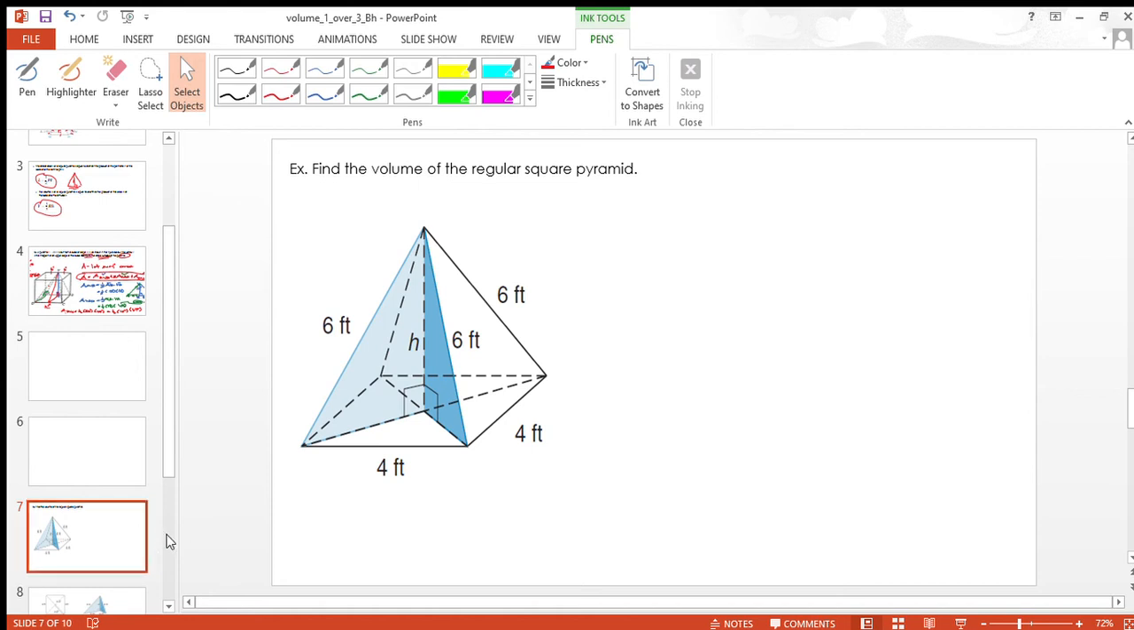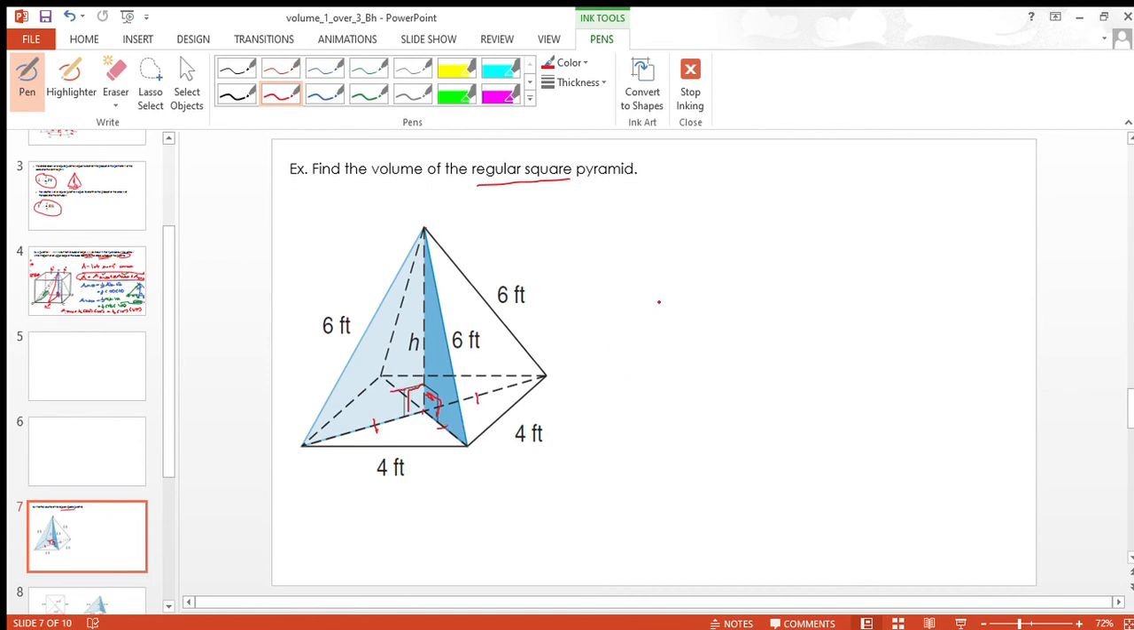Find the volume of the regular square pyramid. We are looking at a regular square pyramid, which means our base is a square. So we have 4 feet, 4 feet, 4 feet, 4 feet. According to the definition of a regular pyramid, if you drop a perpendicular line from the vertex, this must be 90 degrees and it passes through the center.